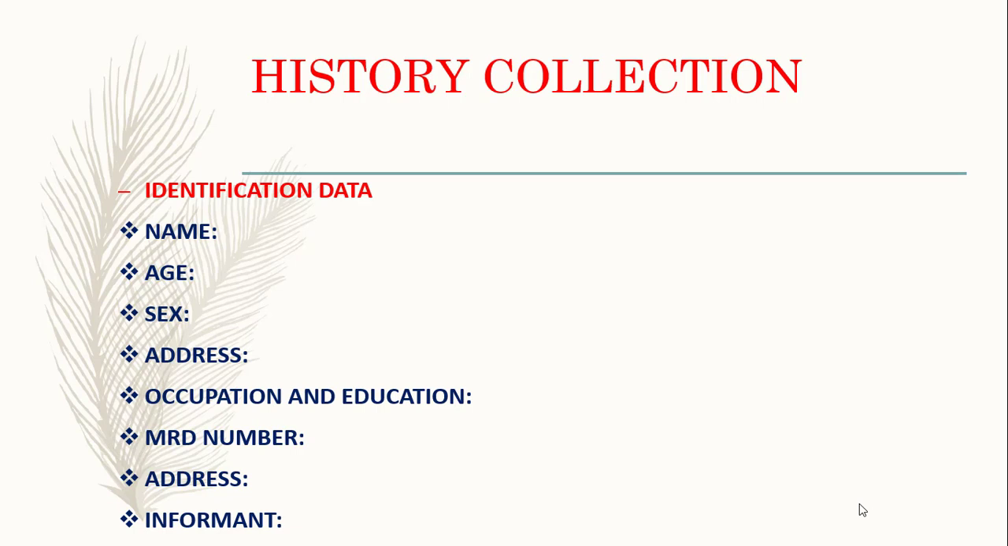Sometimes the patient is not in a mood or not in a stage to give proper information. In that case, you can ask the informant, who might be a relative or family member, friend or the caregiver, whoever he or she is. From them, we can collect proper information regarding the patient's condition.